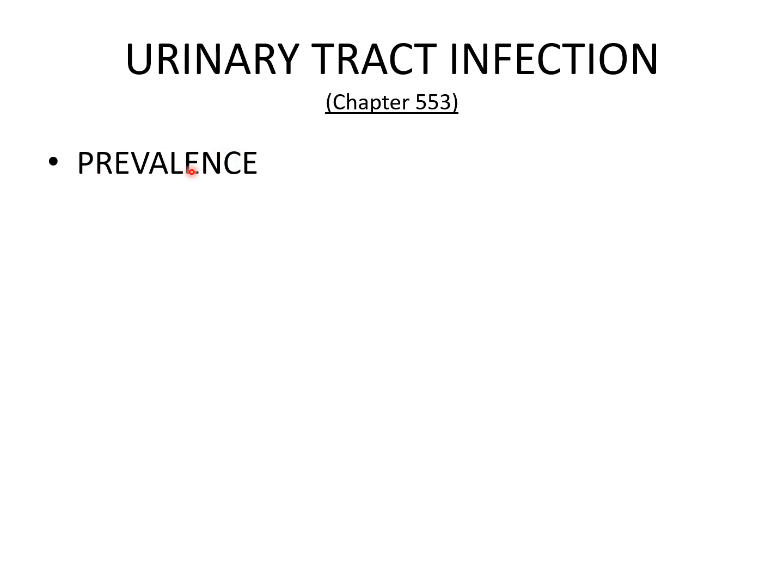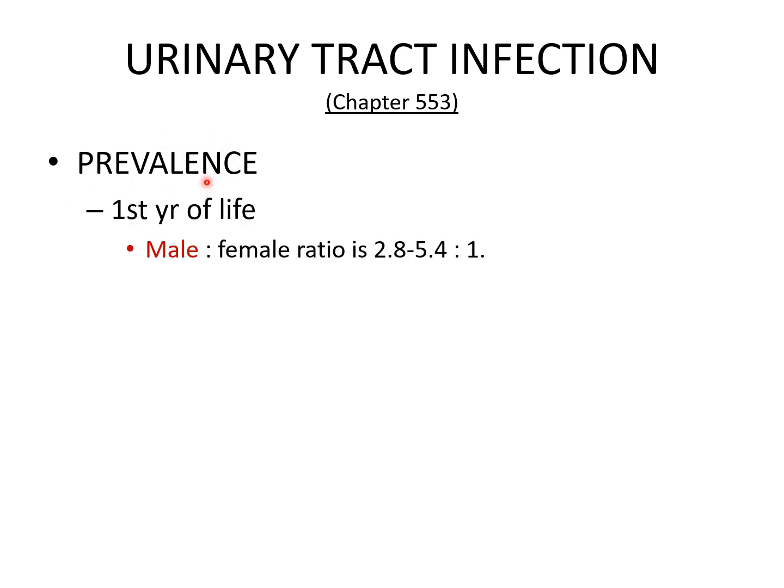As for the prevalence of urinary tract infection, usually in the first year of life, males predominate. Mostly, it is males that will have urinary tract infection. Most probably, the bacteria come to their uncircumcised penis, wherein the prepuce is closely in contact with the urinary tract. Hence, the bacteria would stay in that area.